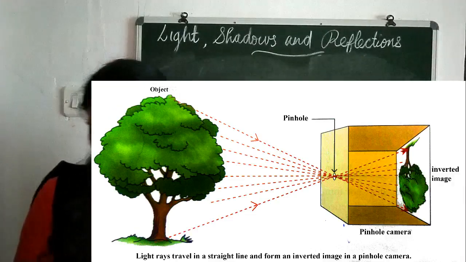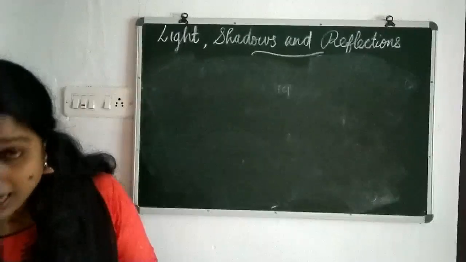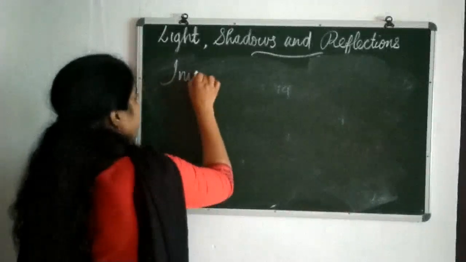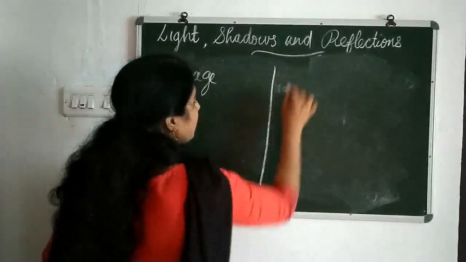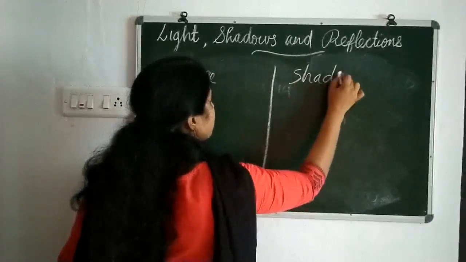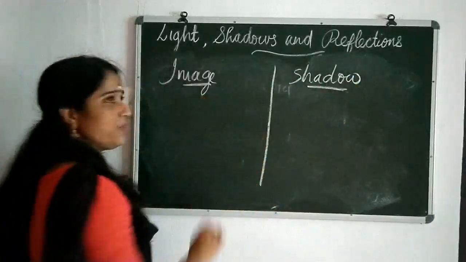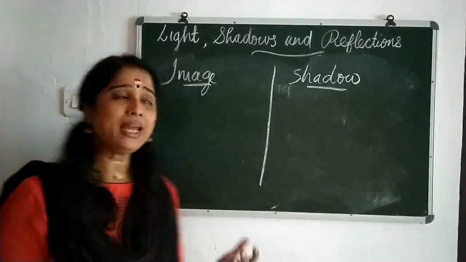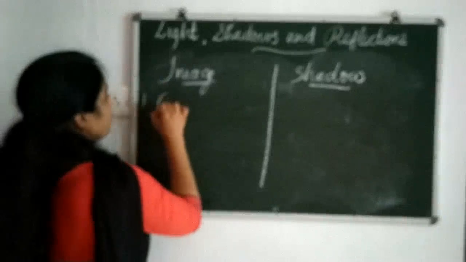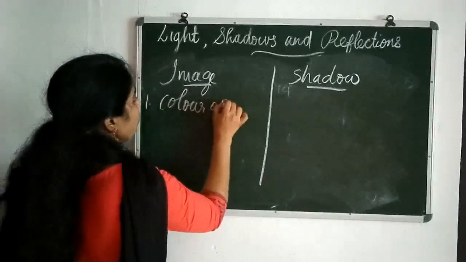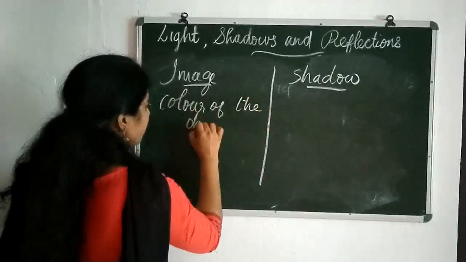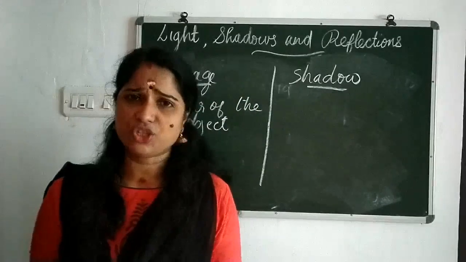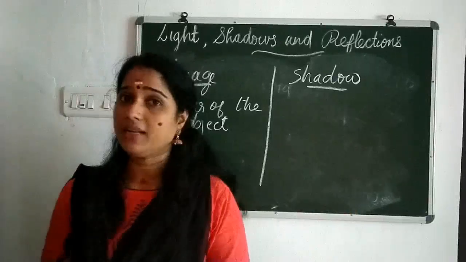Clear, children? Okay. Yes, now the last session of this chapter is the difference between the image and the shadow. Last class we discussed about shadow, and this class we discussed about the image. Clear? Image and the shadow. Actually, image means what? Image has got the color of the object. We know when we look at the mirror, the color of the dress, whatever we are having, it doesn't change at all. The same color can be seen there in the image.